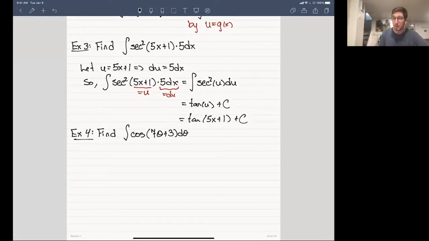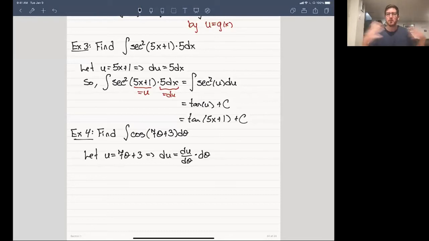Well, again, you're probably getting good at anticipating this. So I'm going to let u equal 7 theta plus 3. And then this tells me that du is equal to du by d theta times d theta, right? So don't be intimidated by the fact that I moved from an x to a theta. It's all just a variable. Remember what I said in the last lecture. You can make up your own symbols for these things for all I care. You can use Greek letters. You can use the Latin alphabet. You can use the Cyrillic alphabet, whatever it is that you want to use. We just have some standards in mathematics like x's and thetas.